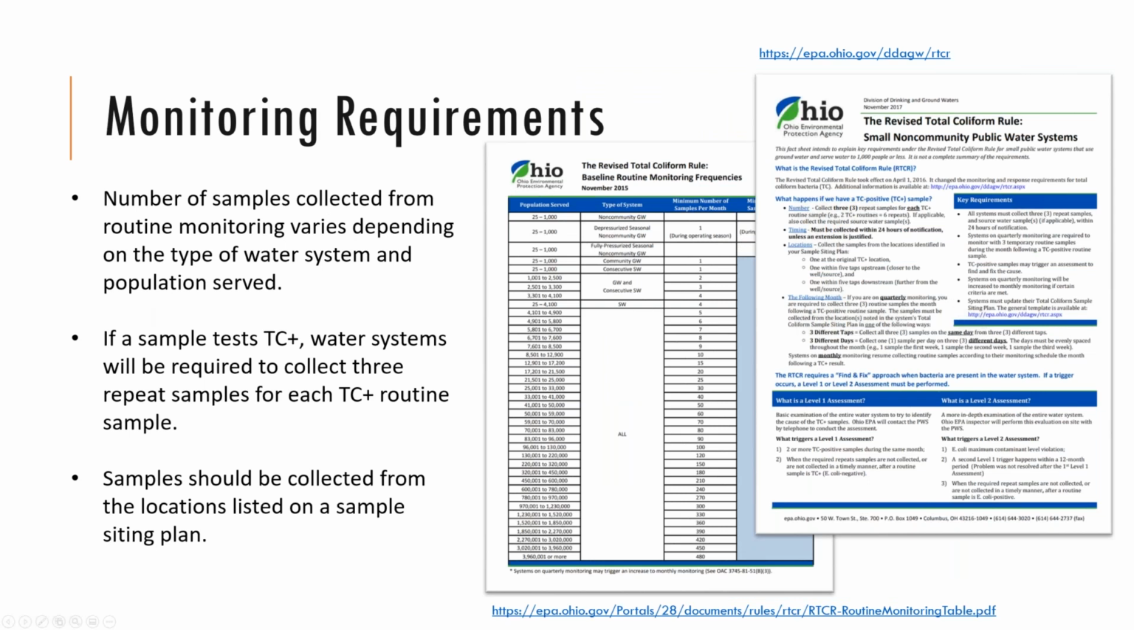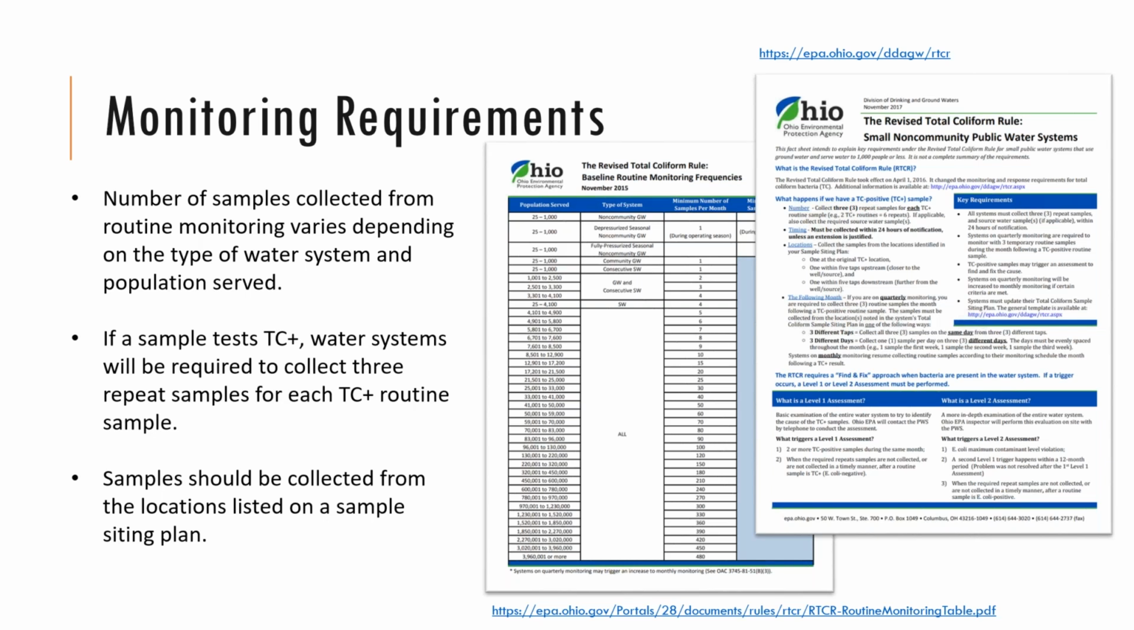Now, the next few slides will cover resources which will help systems understand their monitoring requirements under the RTCR. So each water system has a minimum number of samples which they are required to collect routinely. The number of samples collected will depend on the size of the population the water system serves, as well as the water system source. For example, if a system serves less than 1,000, only one sample is required monthly. A system serving 1,000 to 2,500 will be required to collect 2 samples. The number of samples collected increases as the population served increases.